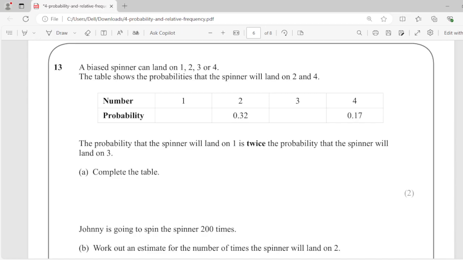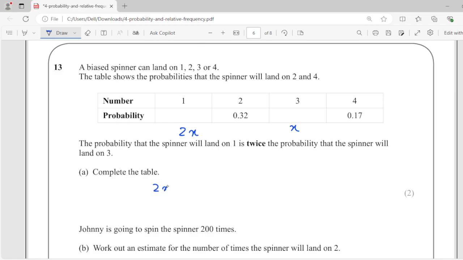Question 13. A bias spinner can land on 1, 2, 3, or 4. The table shows the probabilities that the spinner will land on 2 and 4. The probability that the spinner will land on 1 is twice the probability that the spinner will land on 3. Twice means two x's, so it's going to be 2x. The sum of all four of these should be 1.